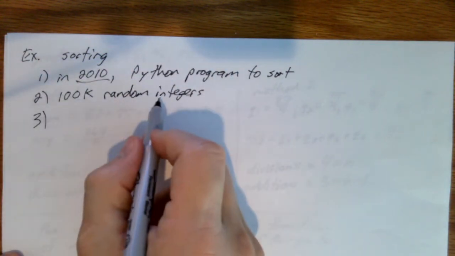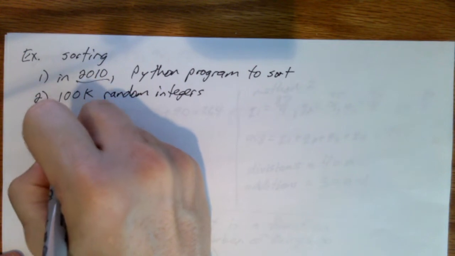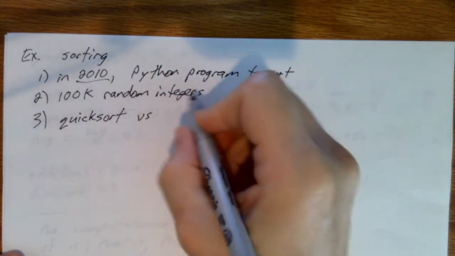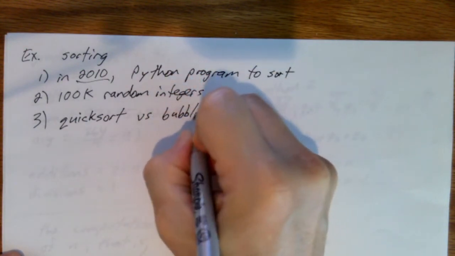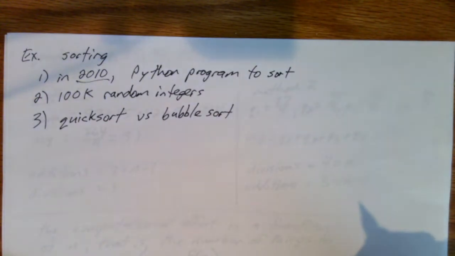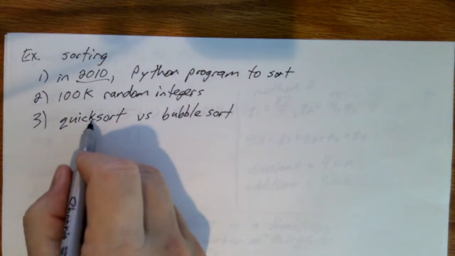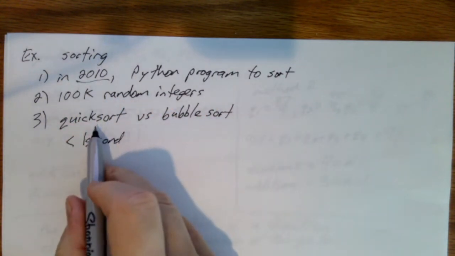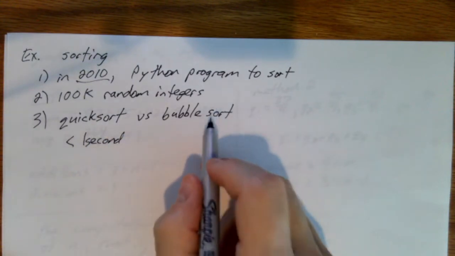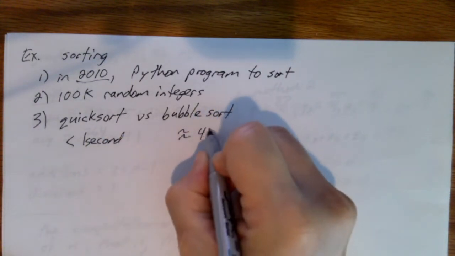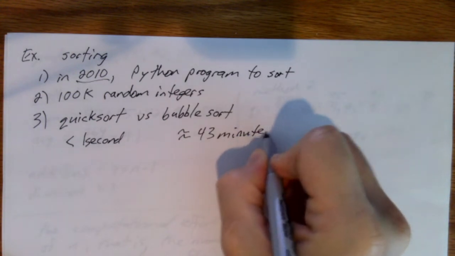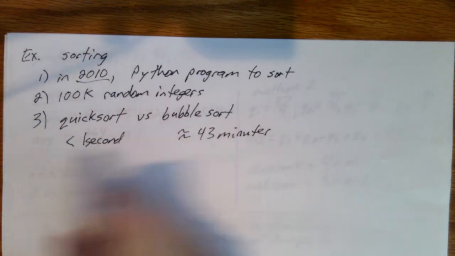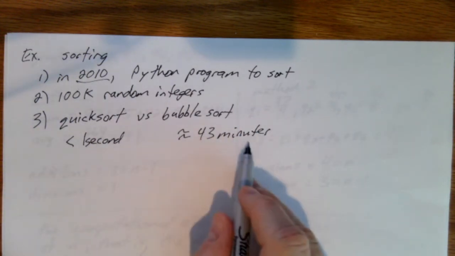And I sorted these integers two different ways using an algorithm called quicksort and an algorithm called bubble sort. Okay? When I did that, quicksort took less than 1 second to sort the 100,000 random integers. Bubble sort took approximately 43 minutes. Once again, less than a second versus about 43 minutes. That's huge, right? Because there's a lot of seconds in 43 minutes.